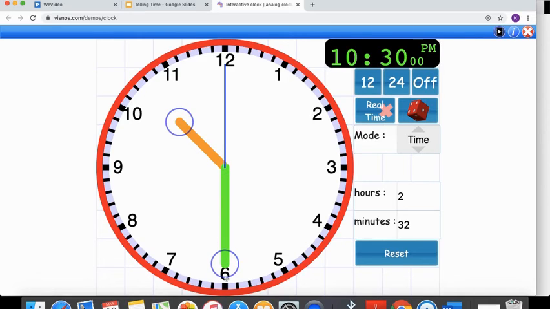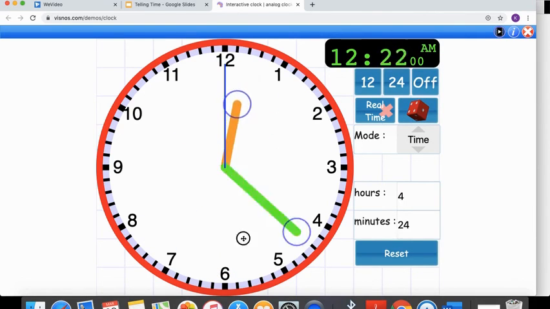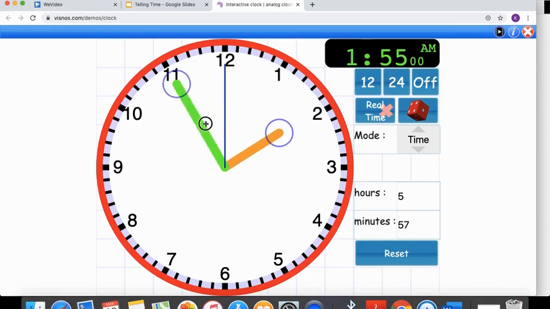Now the minute hand is pointing to the 6, so I know it's 30 minutes, but let me count up just to practice. I count by fives. 5, 10, 15, 20, 25, and 30. So it would be 10:30 in this clock. Let me do another example here.